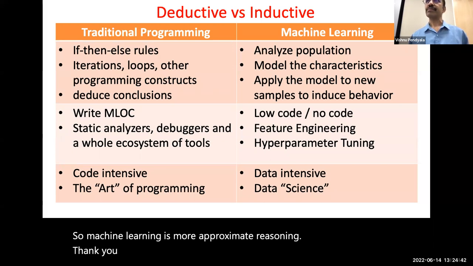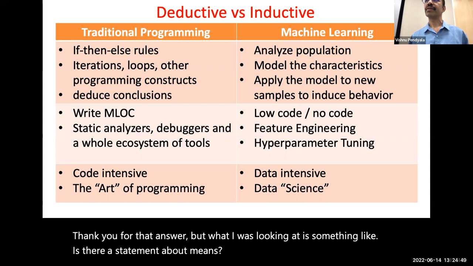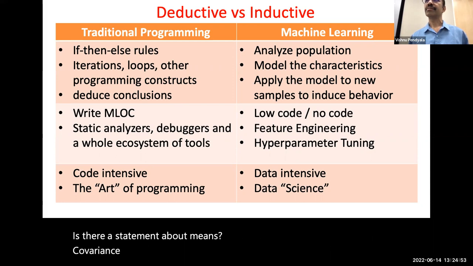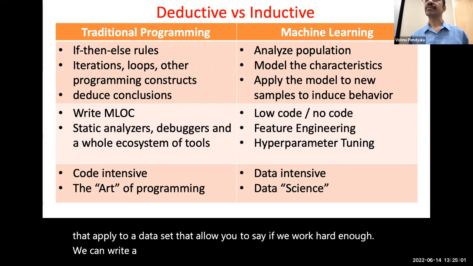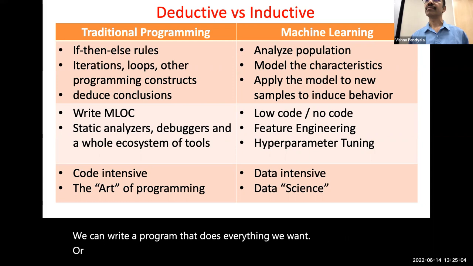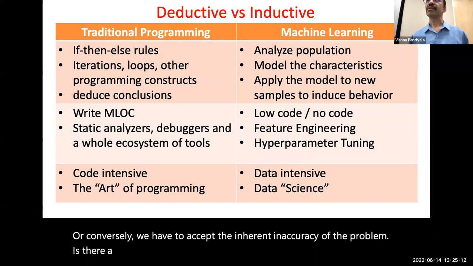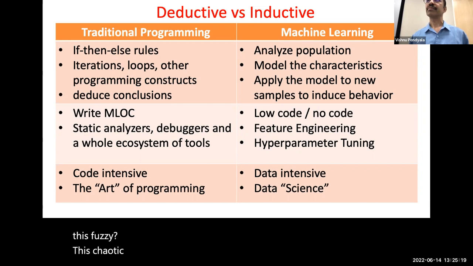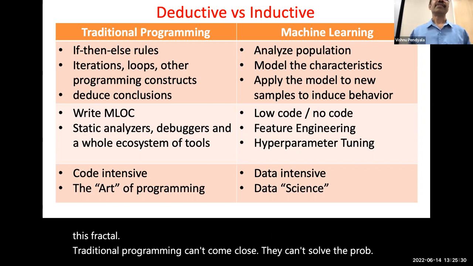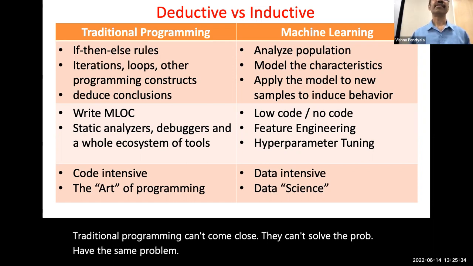Well, thank you for that answer. But what I was looking at is something like, is there a statement about means to apply to a data set that allows you to say, oh, if we work hard enough, we can write a program that does everything we want? Or conversely, we have to accept the inherent inaccuracy of the problem. Is there an epistemological understanding of when the data is this fuzzy or this chaotic or this fractal that traditional programming can't solve the problem? Traditional programming has the same problem. It cannot solve the problem, it cannot anticipate.